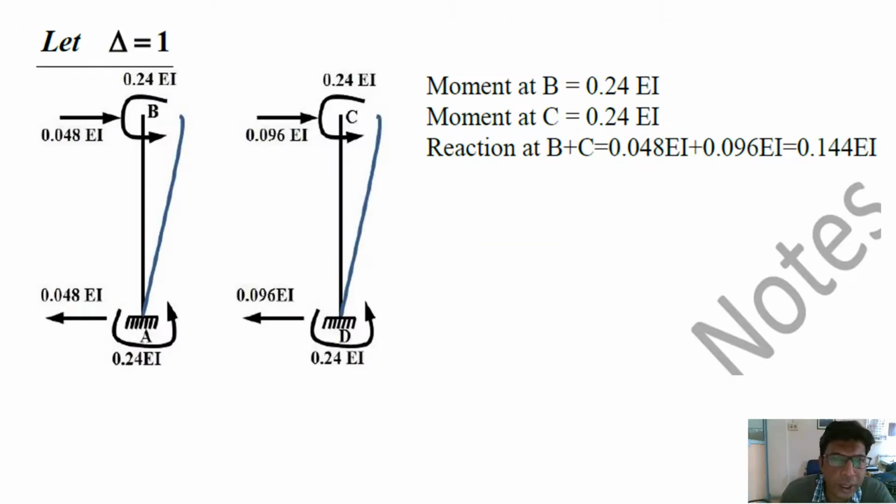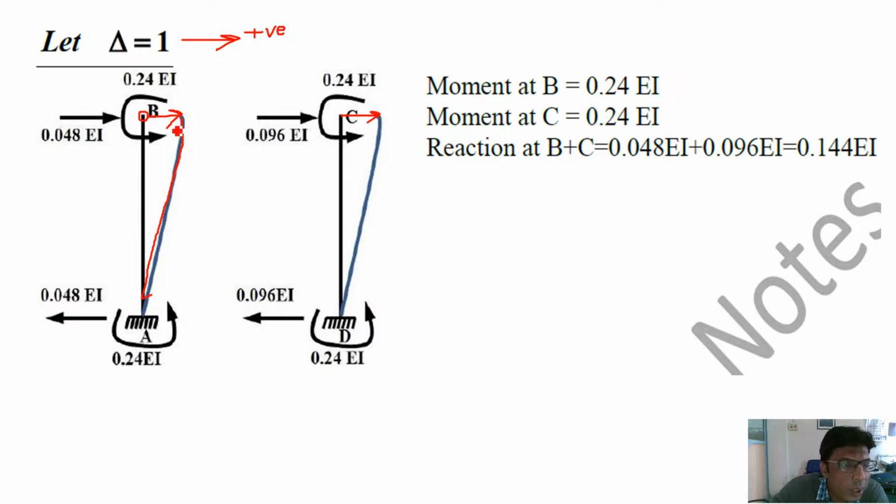Now the third figure is delta equal to 1. Give the lateral displacement equal to 1 at B as well as at C. Since sway lateral displacement is positive towards right, we are giving the horizontal displacement at B and at C towards right. So this is towards right displacement. So column AB will deflect like this.